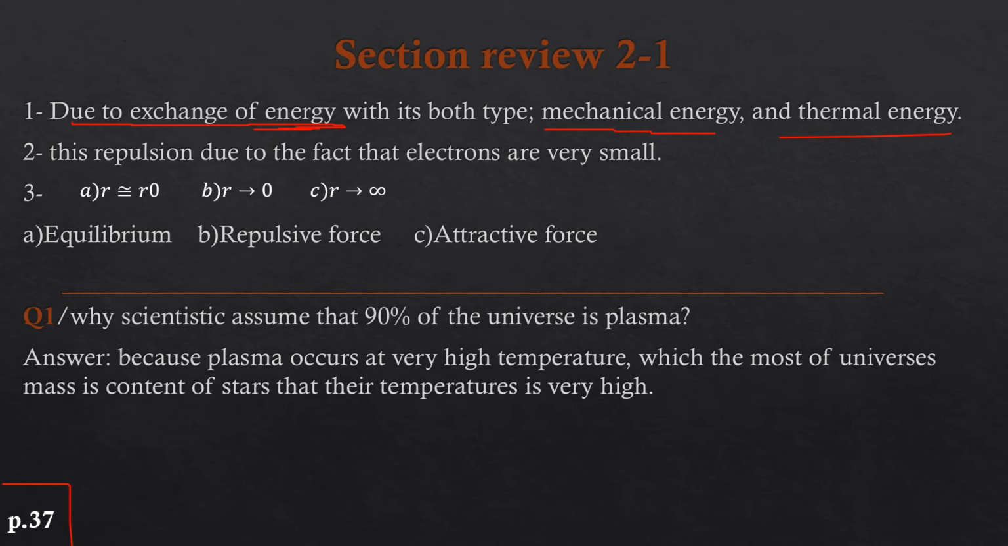Question 2. Repulsion between atoms at very close distance is due to interaction between their electronic loads. Is this repulsion due to the fact that electrons are very small, to their charge or to their mass? Justify your answer. You say this repulsion is due to the fact that electrons are very small.